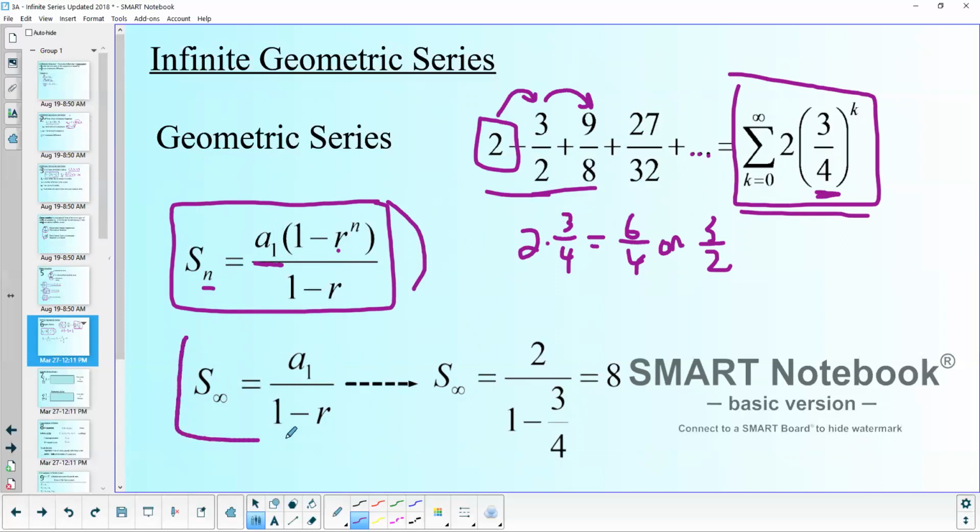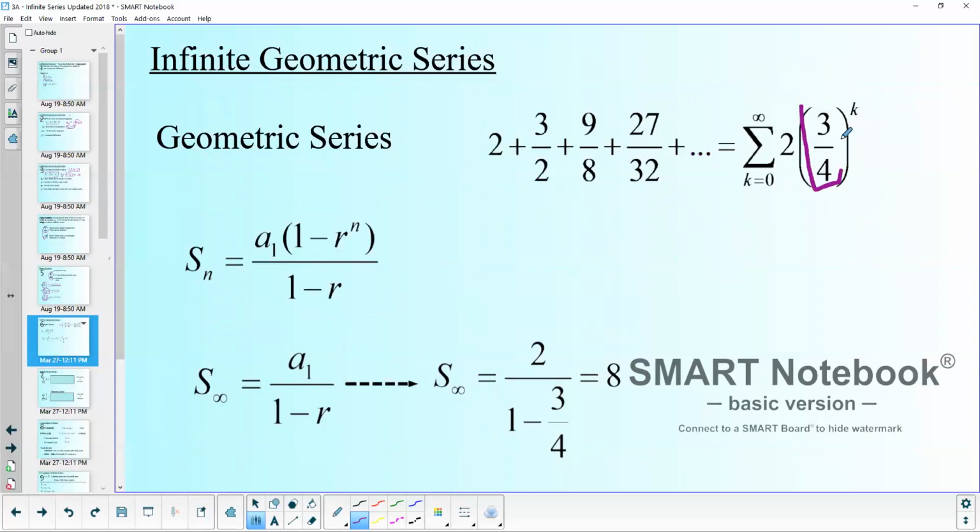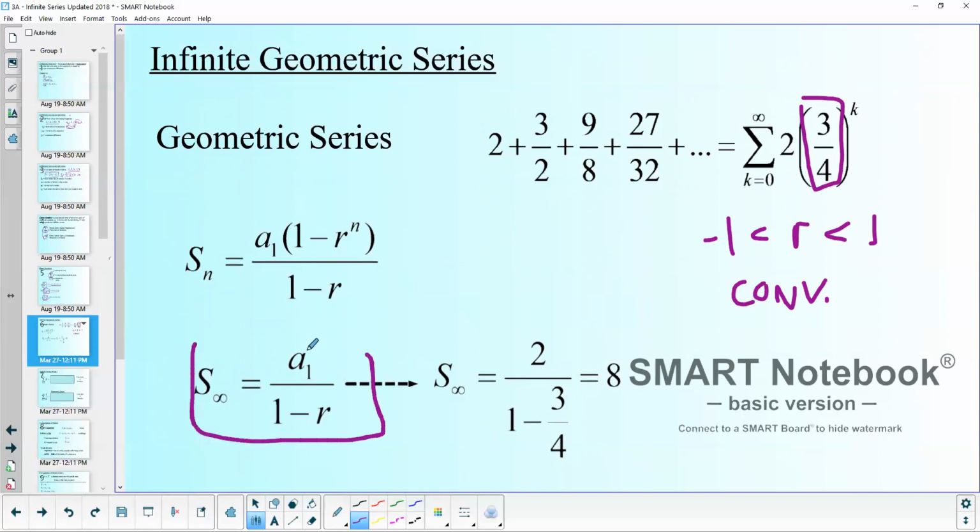If you want to find the sum to infinity, so it has to be an infinite geometric series, a couple things have to come into play before you use this formula. First is whatever your r value is, let's clear some of the ink. Your r value, which is right here, which is 3/4, must be between 1 and -1. If it is between 1 and -1, your series converges. So if that's true, then you are allowed to use this equation, which gives you the sum to infinity.